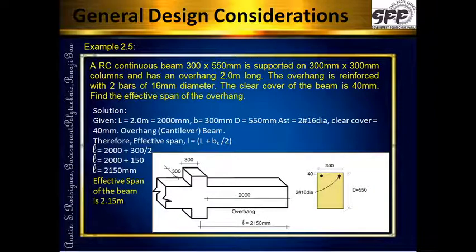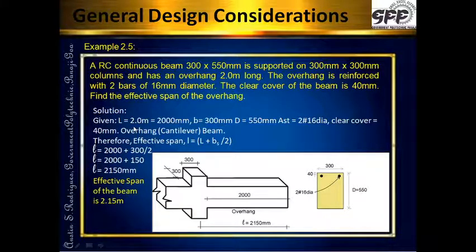Another example. Now in this case, this is also a particular case of a cantilever beam. Now a reinforced concrete continuous beam, 300 mm width, 550 mm depth, is supported on 300 mm by 300 mm columns and has an overhang 2 meters long. So over here we have a continuous beam and there is an overhang. So this can be also looked upon as a particular case of a cantilever beam. The overhang is reinforced with the reinforcement given. The clear cover is given like in the previous case. Find the effective span of the overhang.